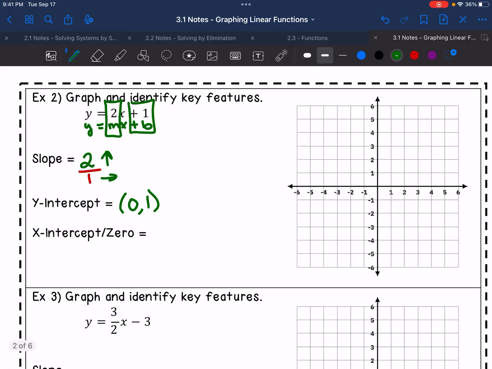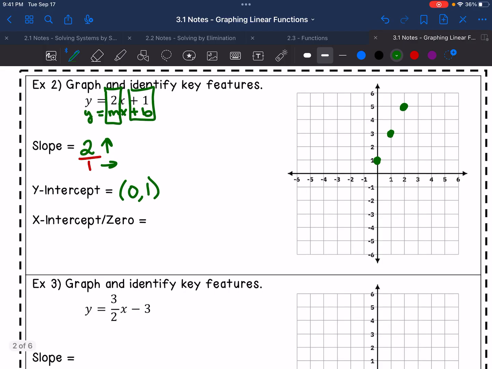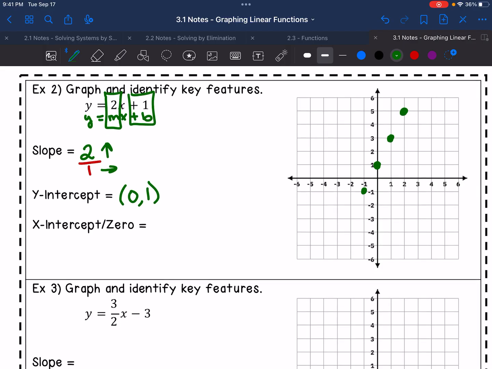So on my graph, I'm going to go to 0, 1, and I'm going to go up 2, right 1, up 2, right 1. Now I've run out of room, so I'm going to go backwards. I'm going to go down 2, left 1 to fill in the rest of my dots. And then I can draw my straight line going through. Okay, so now I need to figure out my x-intercept. I can't really tell from my graph what exactly it is. I know it's somewhere in between 0 and negative 1. So I've got to make sure that I use my steps to figure this out.